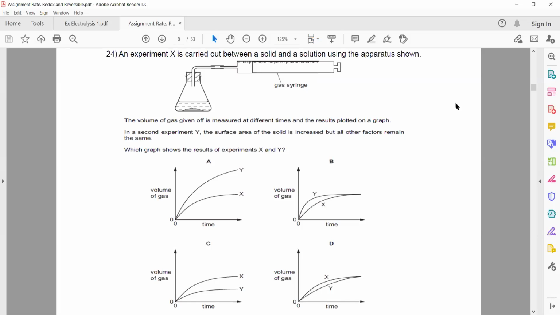What could be the right answer? All other factors remain the same, only we increase the surface area for experiment Y. So experiment Y should be faster. That's why B is the right answer.